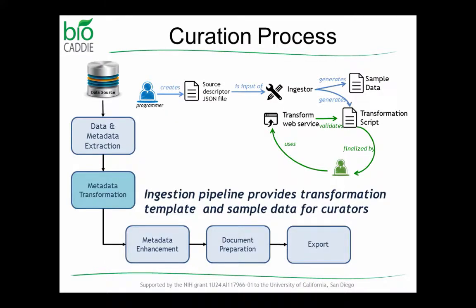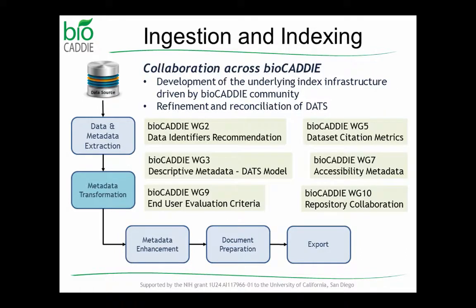And the ingestion pipeline, one of the things it does, it will go through a data source to begin with and will generate sample data for a curator to work with, who then can define this transformation. Again, if we have information already in DATS, we don't need any of this, but for non-DATS services, we do need to provide that transformation.